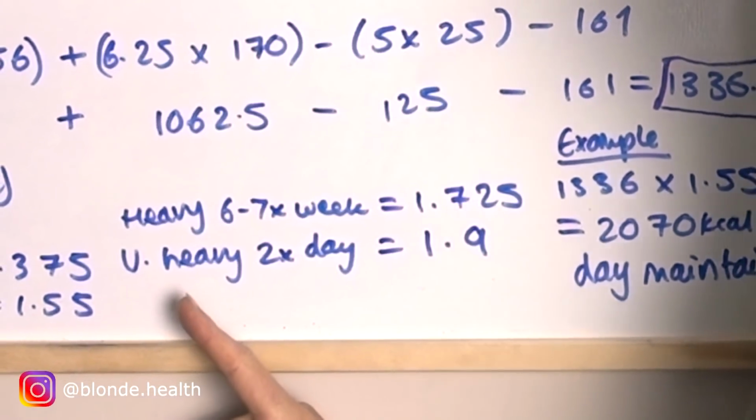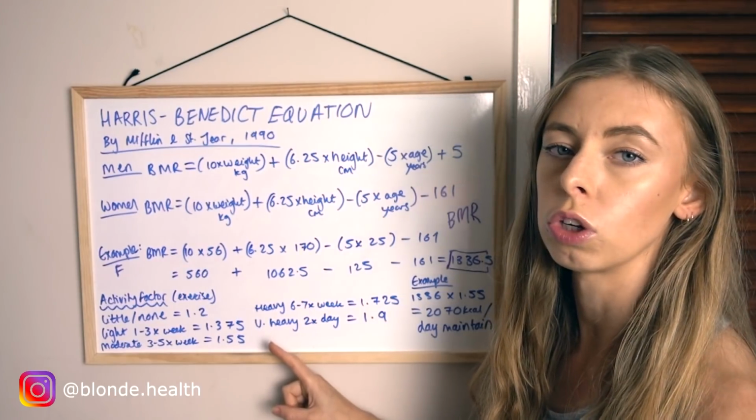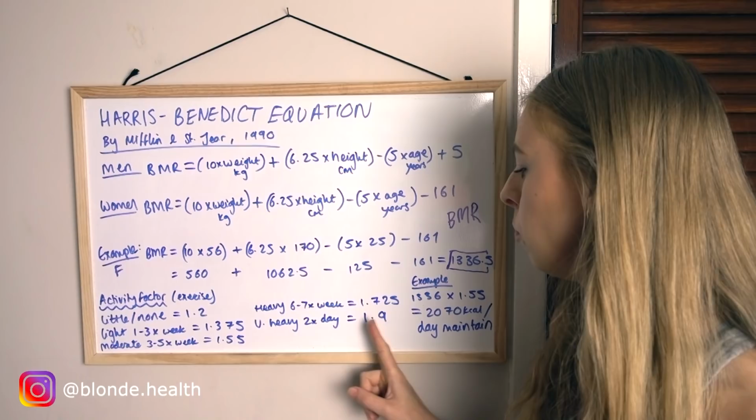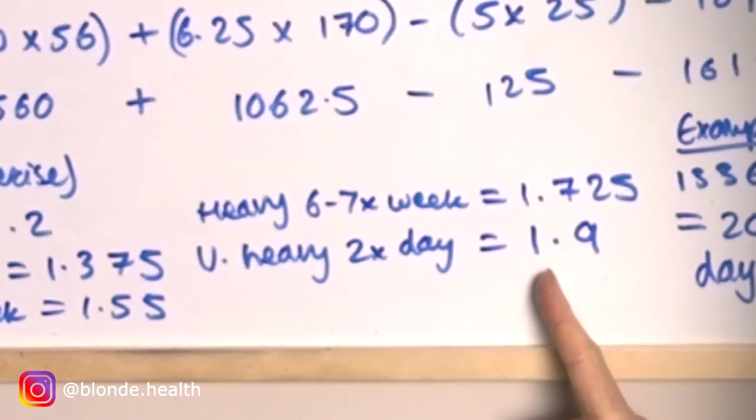And for very heavy, which could be, for example, somebody that does CrossFit athlete or somebody that trains for endurance twice a day, they could be doing BMR times 1.9.